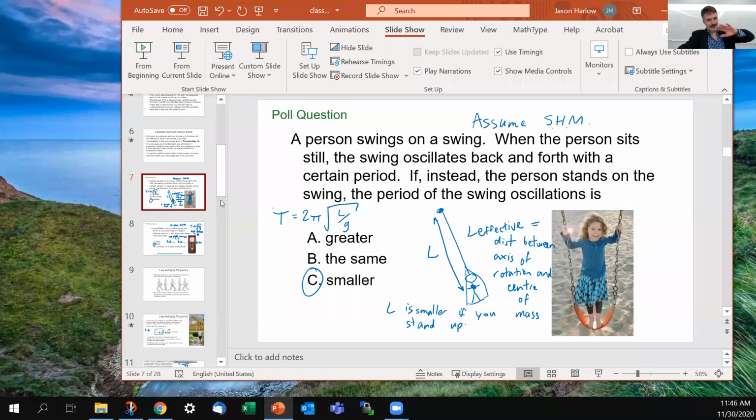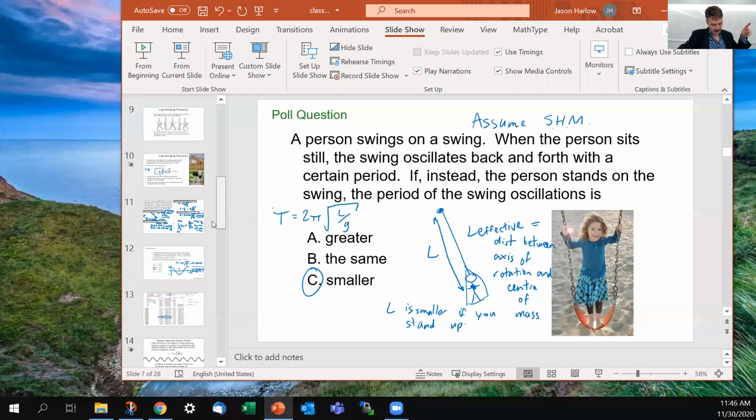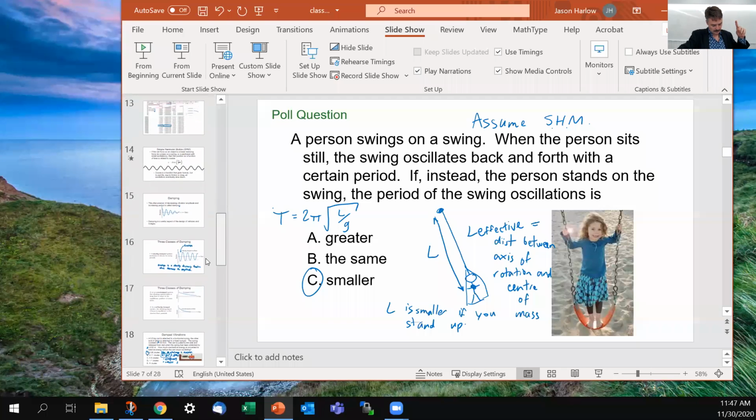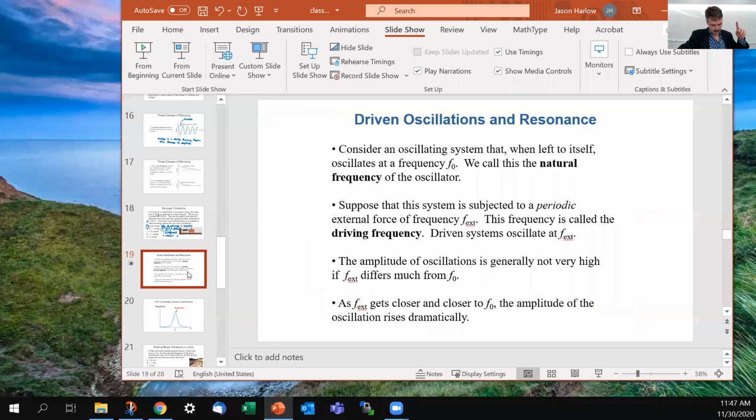So the trouble with PowerPoints, I remember I was always looking at the slides behind where the professor was. These things disappear. What did I say? We're on 19, right? Okay, driven, yeah. This is weird.